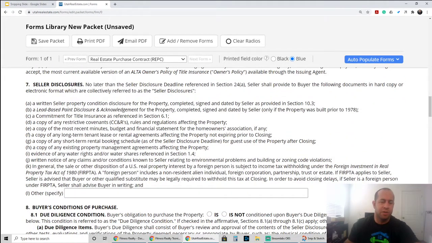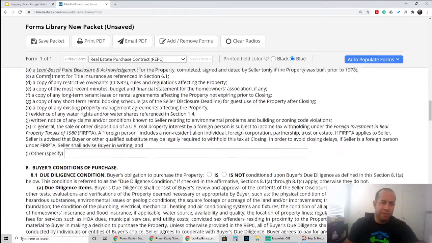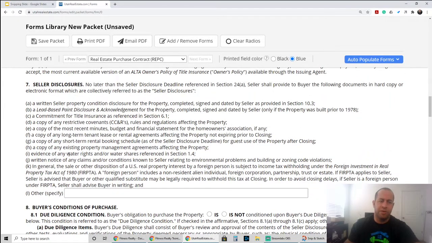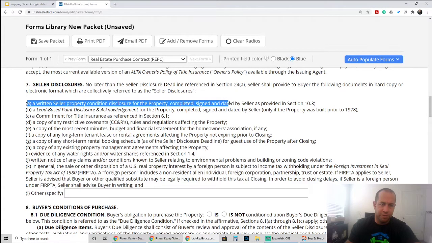Seller's disclosure. There's tons of stuff the sellers are supposed to give you during the transaction to disclose information about the property. Typically, we only get this one, the seller's property condition disclosure for the property.